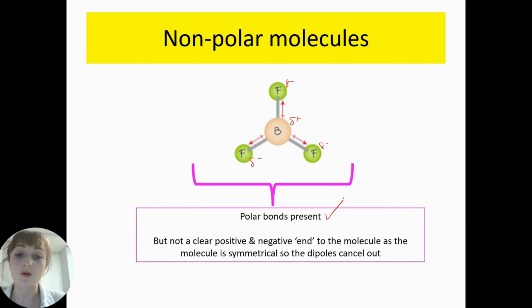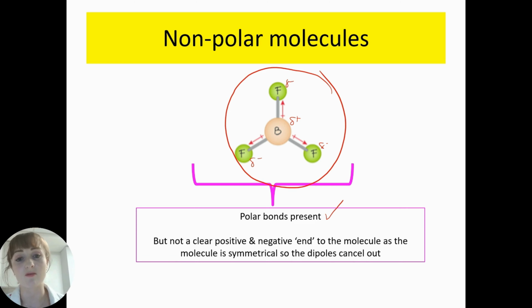So although there are polar bonds present, there isn't a clear end to this molecule which would be partially positive and a clear end which would be partially negative. It can be considered that the entire outside of the molecule is partially negative. Hence, it is a nonpolar molecule.